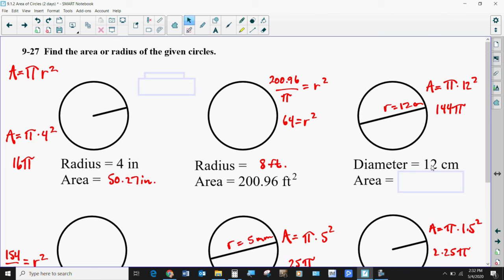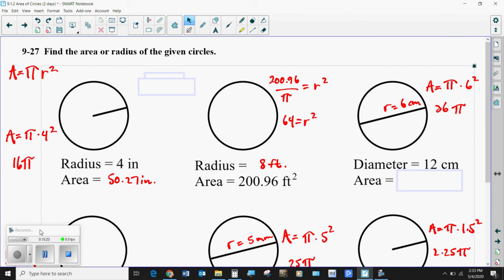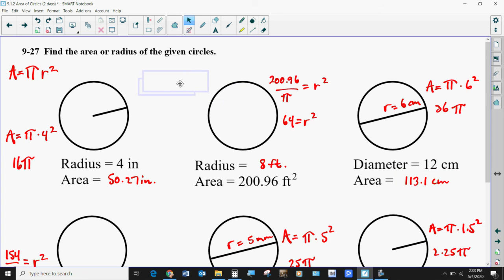Here, if we know the diameter is 12, oh no, I think I made a mistake here. Hold on for a second. I'm going to pause and I'm going to fix this. Just so you know, I said the radius is 12, but the radius is not 12. The radius has to be 6. So let me fix that. All right, that's better. So pi times the radius squared in this case is going to be pi times 36. And so when you multiply pi times 36, you get something right around 113.1, depending on which version of pi you use.